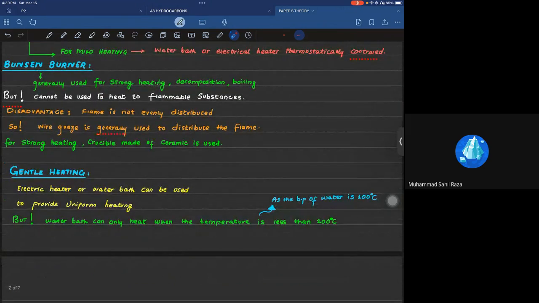And sometimes we provide gentle heating. In some reactions, gentle heating is required, like in crystallization.